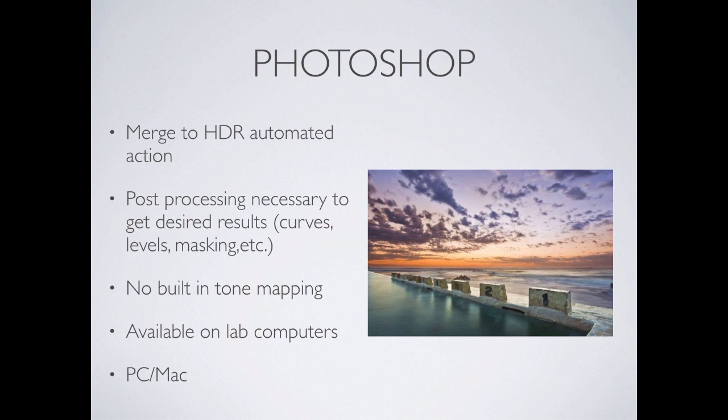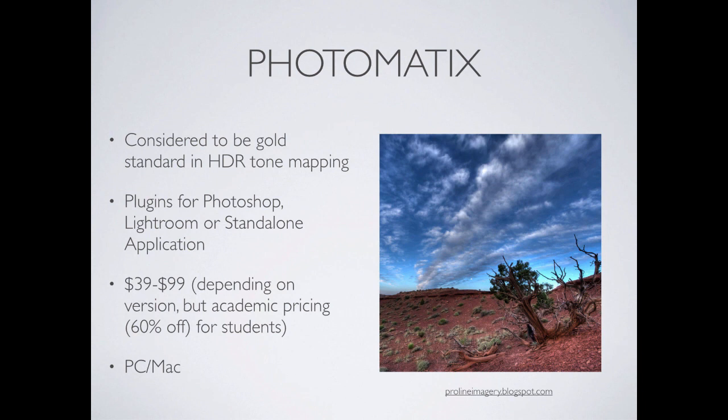There is no built-in tone mapping in Photoshop, so it won't automatically do it for you. But it is available here for all of you to work with. There is another software program. It's called Photomatix. It is the gold standard for doing this. All the professional photographers use this if they're going to do HDR image processing. It's really good. They changed their pricing structure. It used to be a lot more expensive. Now it's between $40 and $100, depending on which version you pick. But the academic versions are 60% off. So if this is something that's really interesting to you, you might consider getting it. It has plugins that run within Photoshop, but it also has a standalone application that will actually do this processing for you. It's a very, very cool piece of software, kind of specialized.